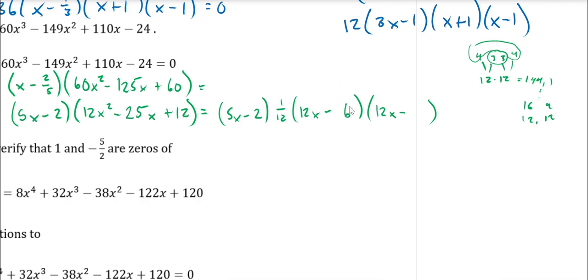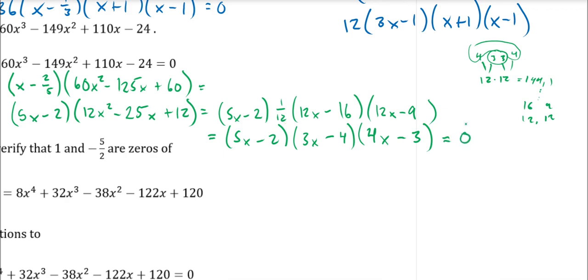So we're going to want to put a 16 and a 9 here, and then we're going to want to reduce to get rid of this 1/12 corrective term. So we'll have 5x minus 2. Dividing out 4 from this will give me 3x minus 4. And dividing out 3 from this will give me 4x minus 3. And these terms would then cancel with the 1/12, and we're done. So now we can just set each one of these equal to 0 and solve. That's going to give me x equals 2/5, our original given root, plus 4/3, and plus 3/4. So here are our final zeros for this polynomial.